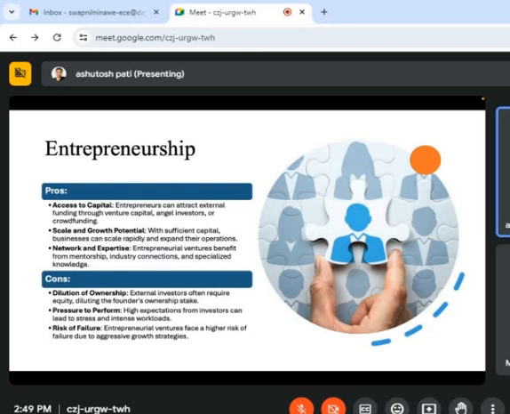So what are the pros? Pros, like, you will have access to capital. Capital comes either from venture capital, angel investors, or maybe you can go for crowdfunding. Now also the scale and growth potential. This is the key term. If you started a business and it is not scalable or there is no growth potential, we cannot put that into the entrepreneurship category.